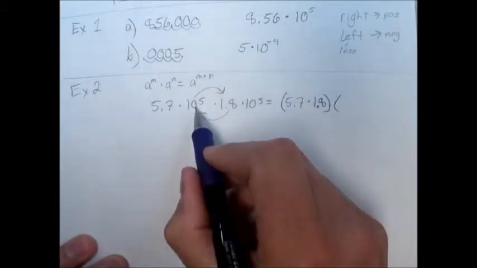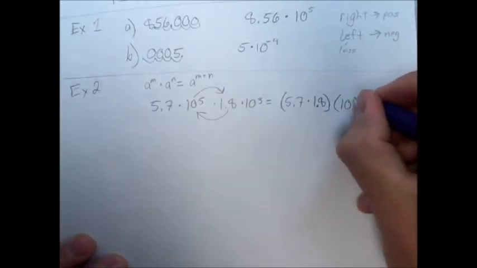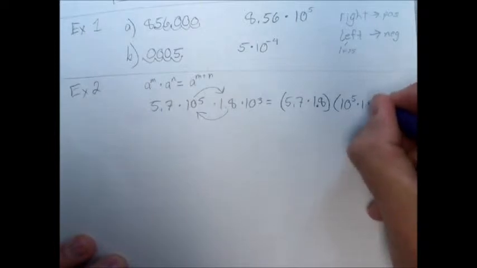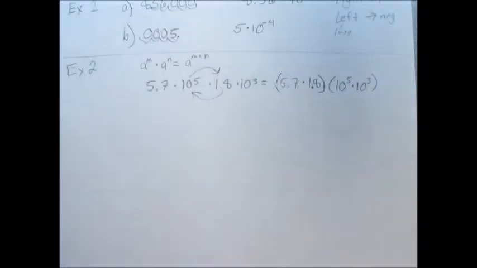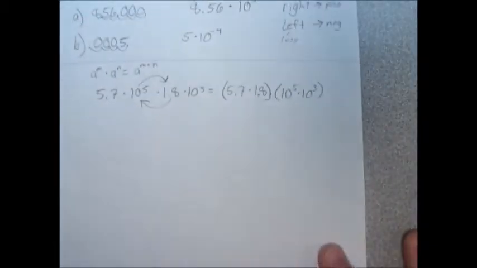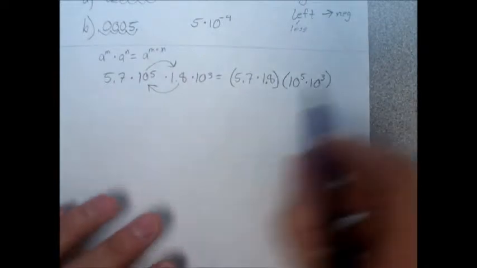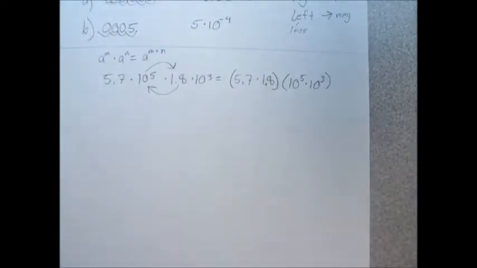Next, since I moved my 10 to the 5th, it's going to be 10 to the 5th multiplied by 10 to the 3rd. Now I start to combine the things that I know how to combine. So I can multiply 5.7 times 1.8, which gives me, I think, 10.26 or something of that nature.